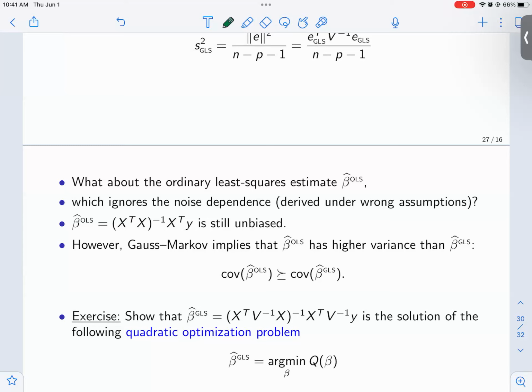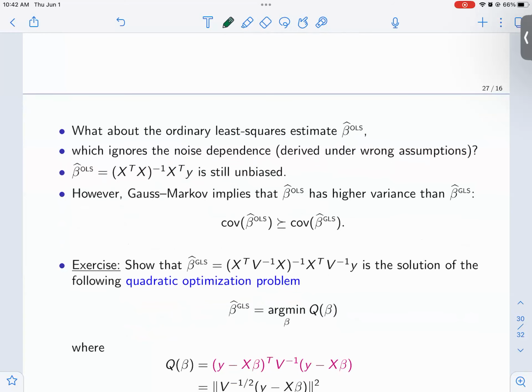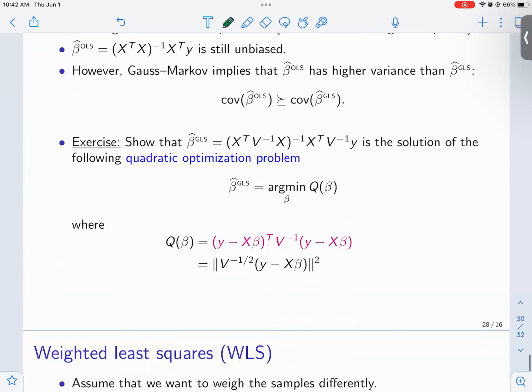The other interesting part is that the GLS estimator can be viewed as an optimization problem as well. Just like OLS solves an optimization problem, you can think of the GLS estimator as solving another optimization problem. Beta hat OLS was argmin over beta of the norm of y minus X beta squared. This one replaces this quantity with this objective function, or you can rewrite it like this: the norm of V inverse (y minus X beta) squared.